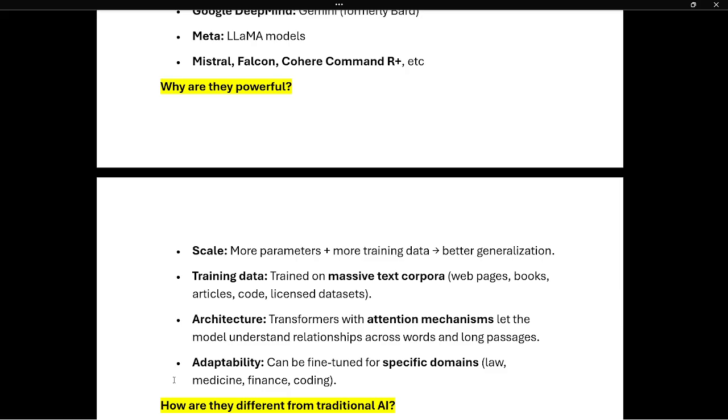Adaptability: they can be fine-tuned for a specific domain. So it is pre-trained, and then it is trained on the specific domain also. That is called fine-tuning. So law, medical, finance, coding, in different areas it can be fine-tuned. So it has adaptability also.